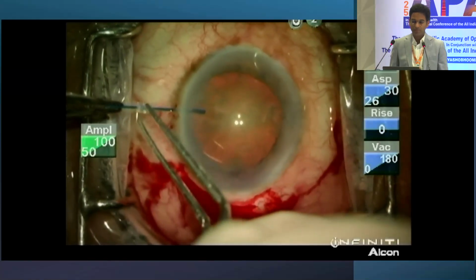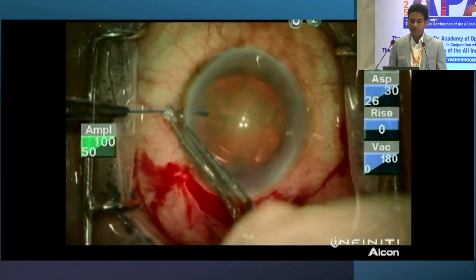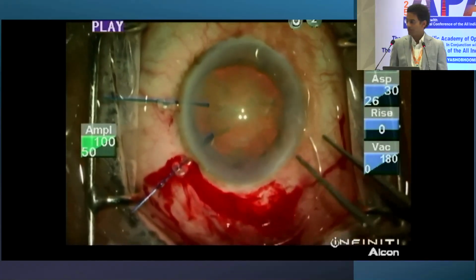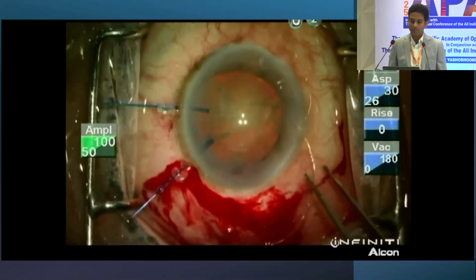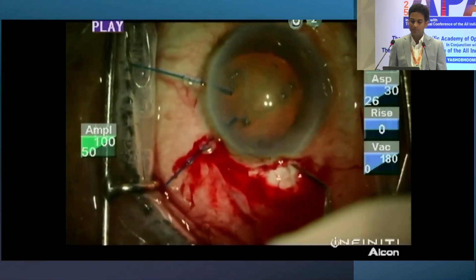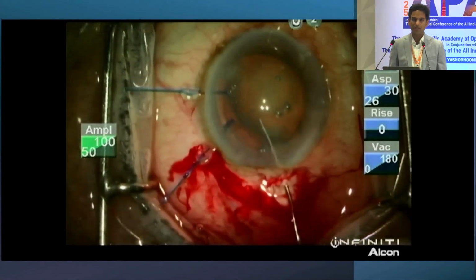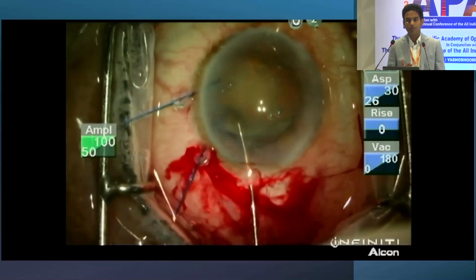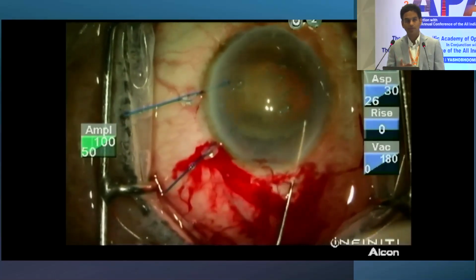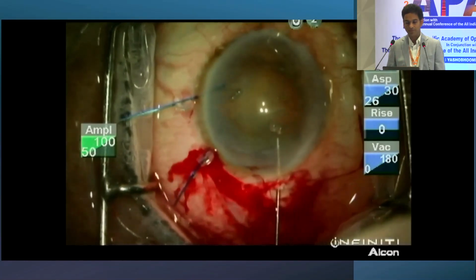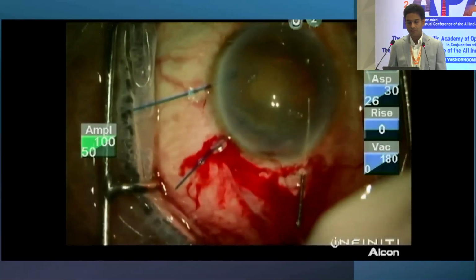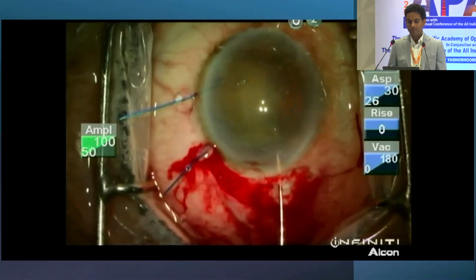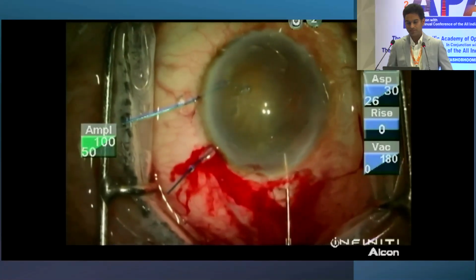So here we're using iris hooks for the bag, so that we keep the bag stable, and insert a CTR through the side port, because it's nicer to insert it through the side port. The CTR you don't deform too much. You actually follow the curve and it goes in very nicely. After gentle hydrodissection, we just tumble out the lens very slowly, and then with the vectis we take the lens out.